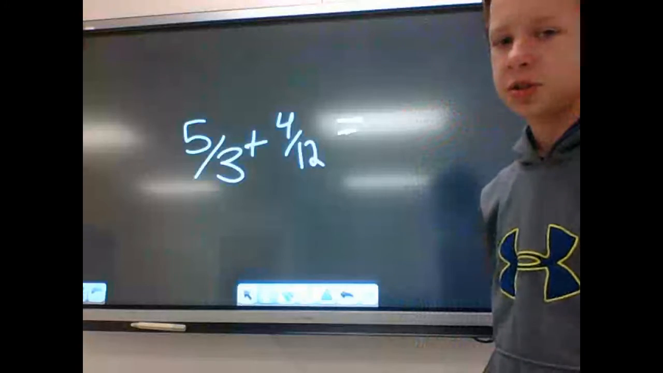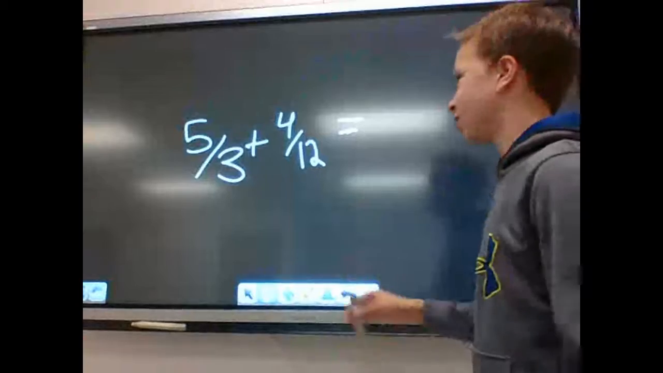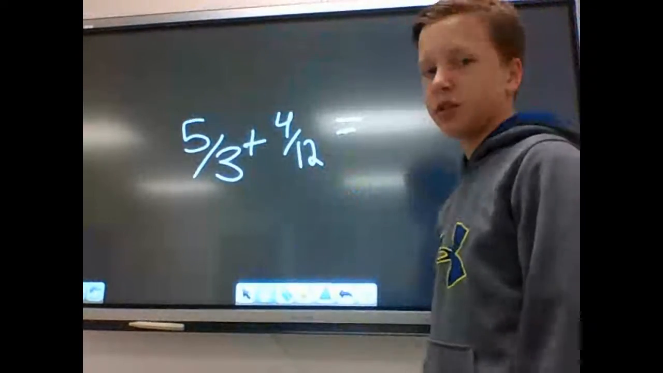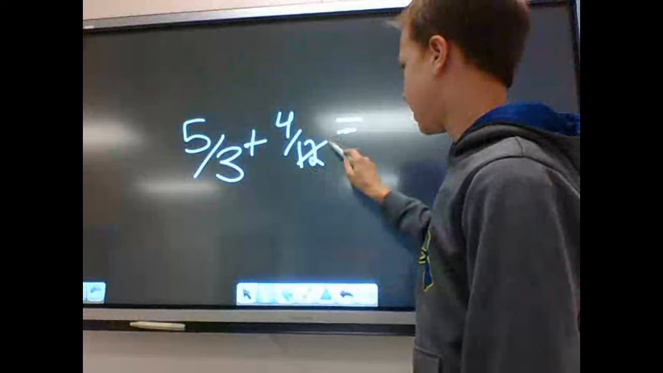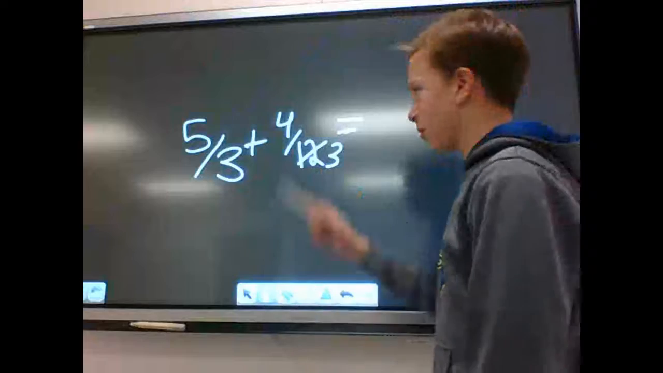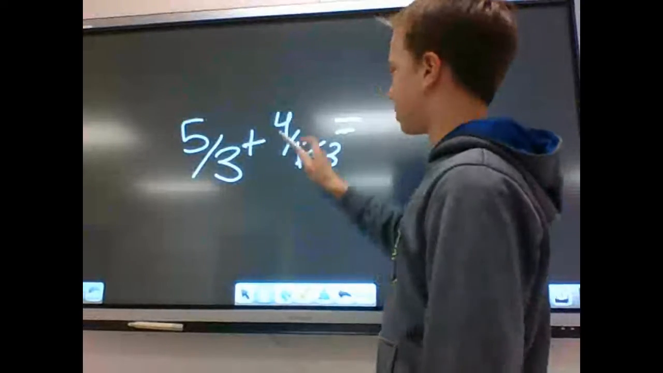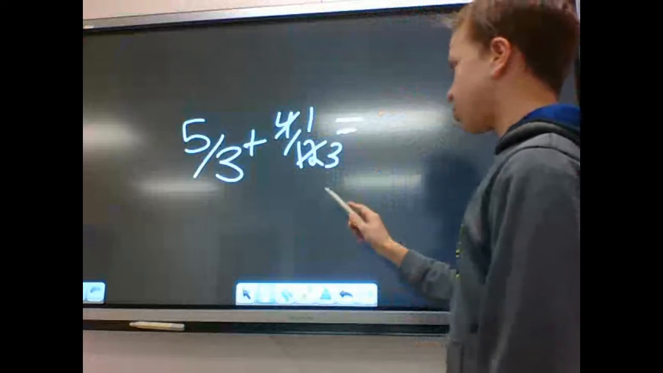So first, you simplify. You want to make the big number smaller. So to get from 12 to 3, you divide by 4. So 12 divided by 4 is 3. Now we see if the numerator can be divided by 4. 4 divided by 4 equals 1. So it can. So now it's 5/3 plus 1/3.